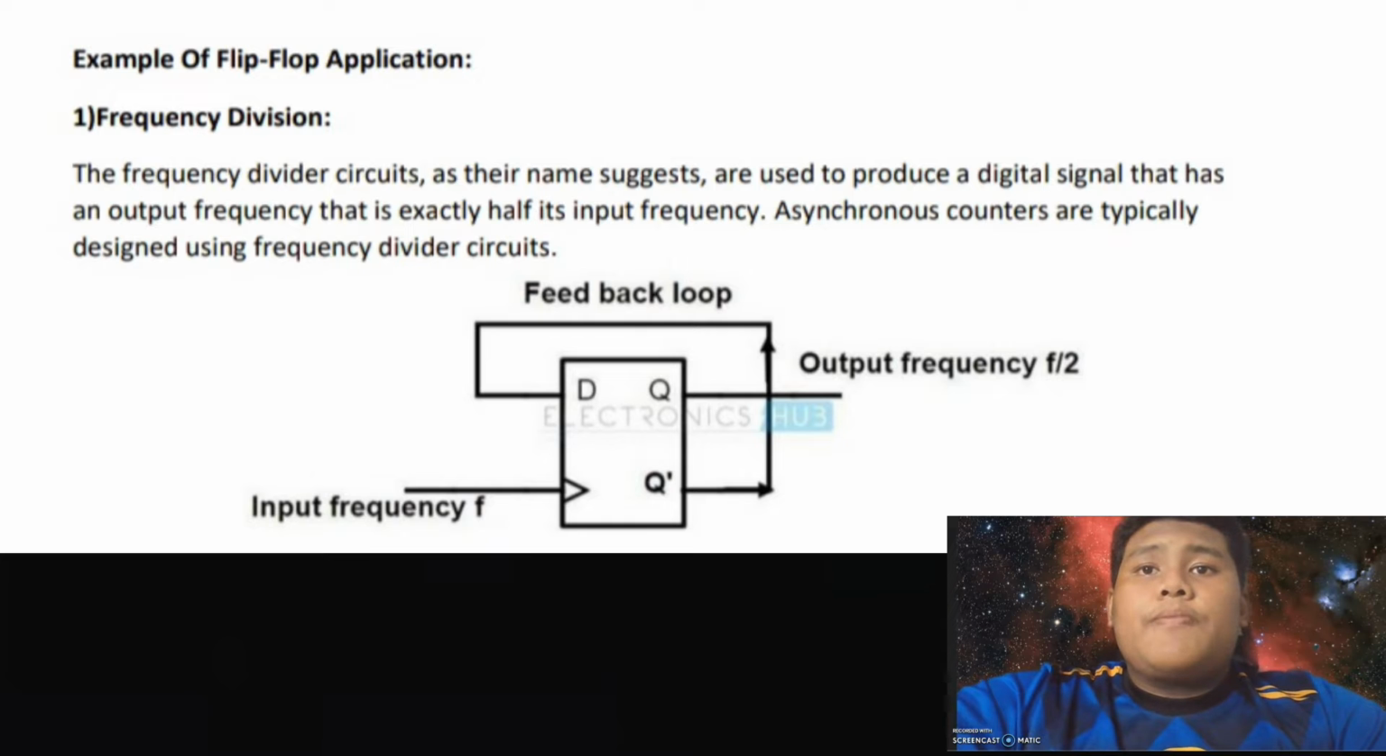First of all, flip-flops are used for frequency division. Frequency divider circuits, as their name suggests, are used to produce a digital signal that has an output frequency that is exactly half its input frequency. Synchronous counters are typically designed using frequency divider circuits.